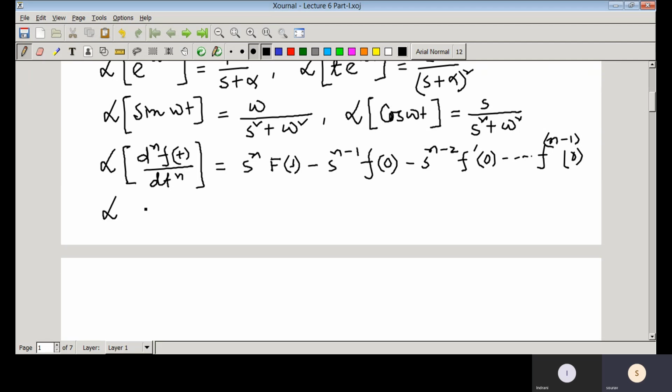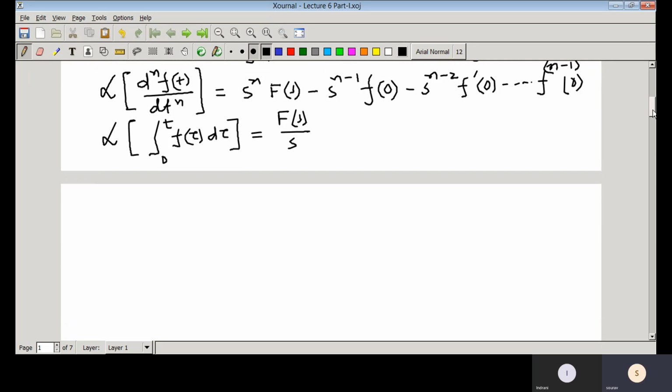Then what would be the Laplace transform of the integrator operator, that means the integral from 0 to t of a function f(tau) d tau? That is F(s) by s.